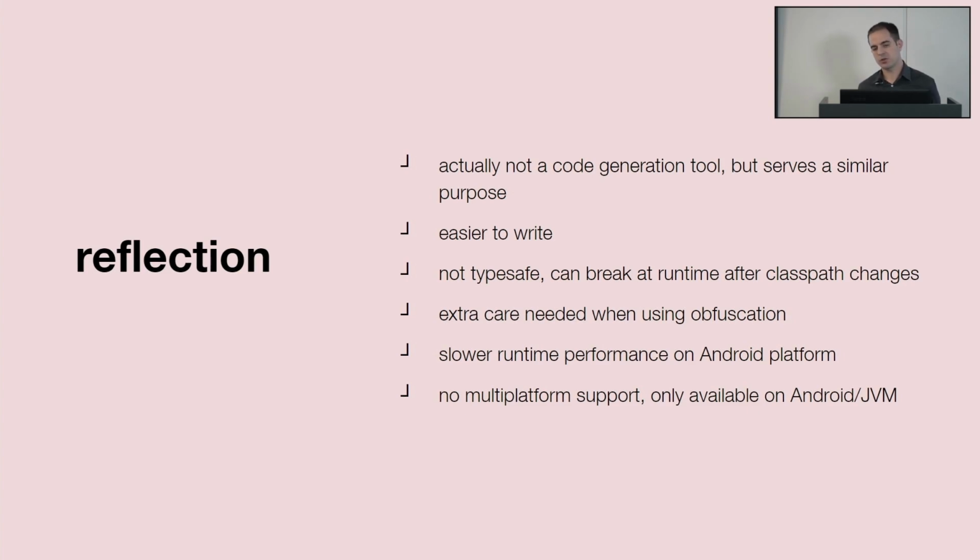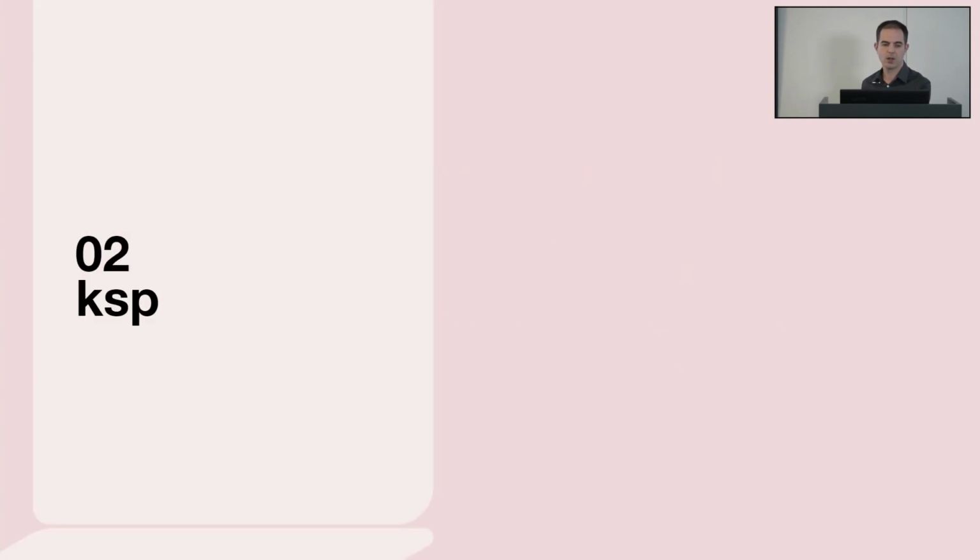Also, Reflection has slower runtime performance. Historically, it was a very big penalty. Now it is not that big, but still it has some runtime performance slowdowns on Android compared to calling the code directly, like with code generation. And also, Reflection in Kotlin isn't available for other platforms, only for Android and JVM. So it is not multi-platform.